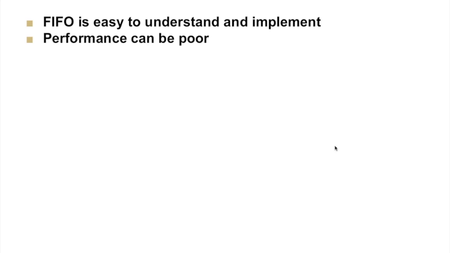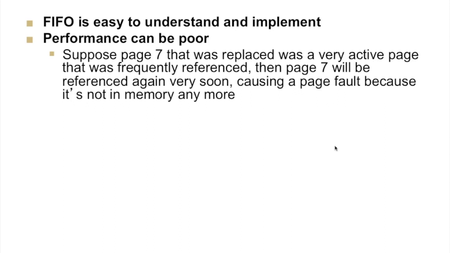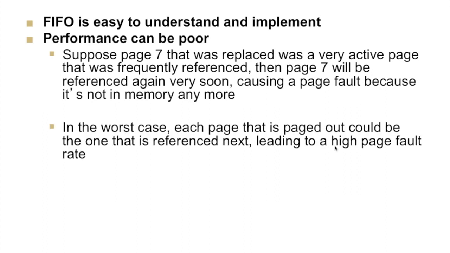But performance can be poor. Suppose that page 7 was used all the time, but say it was used on the 5th or 6th page that we referenced, then we would have popped it out immediately, and then we would have had to load it again right away. So that doesn't make a whole lot of sense. In the worst case, it could be that every time we unload a page, that's the next page that we needed. Because we weren't trying to look ahead, we were just saying, when did we load it?